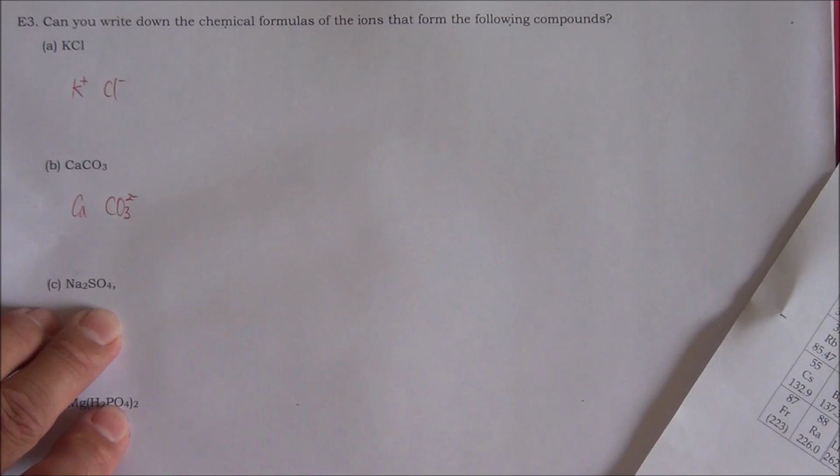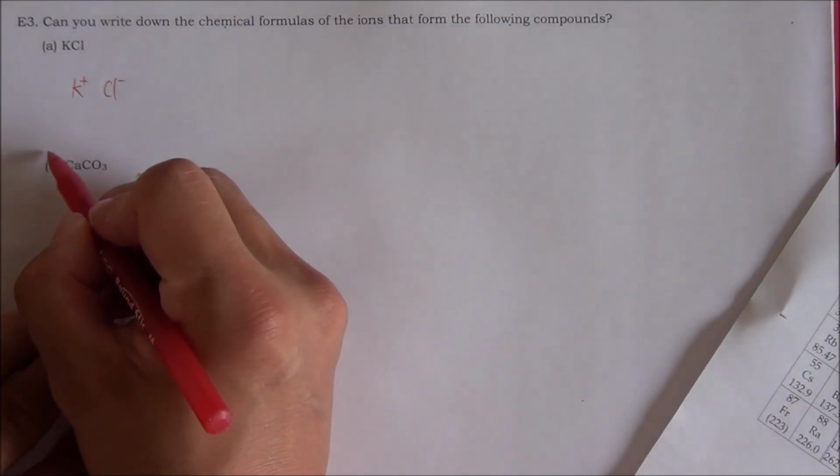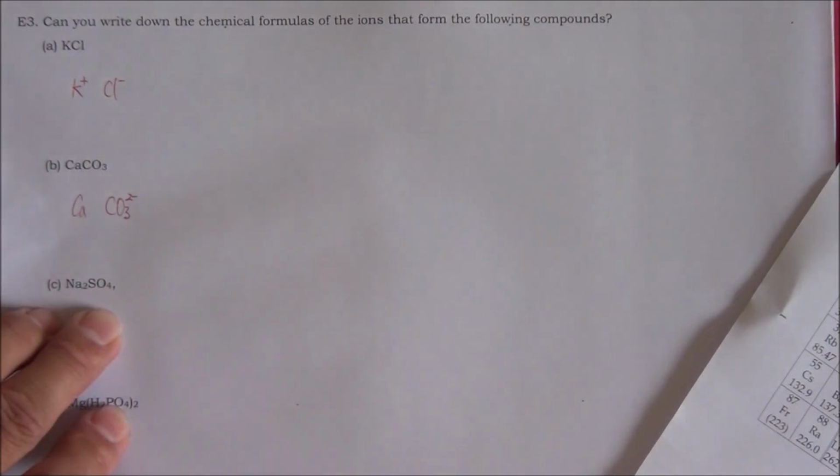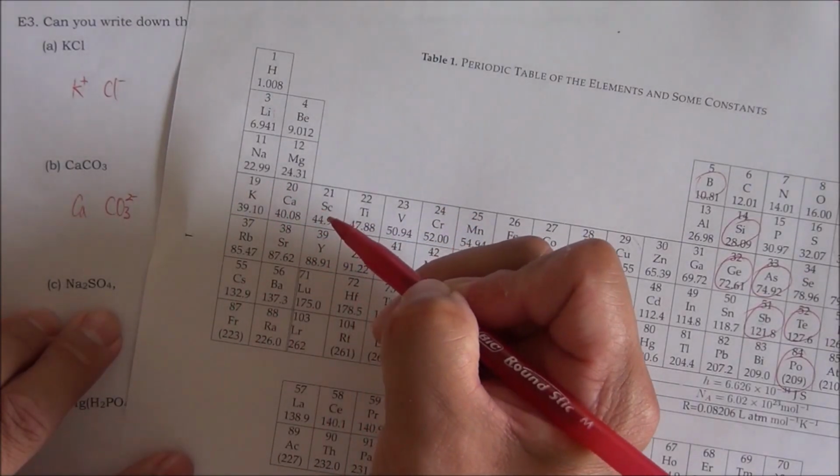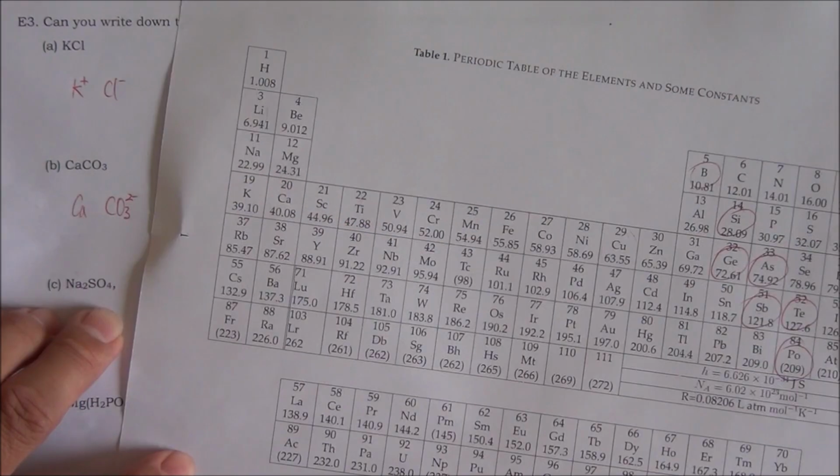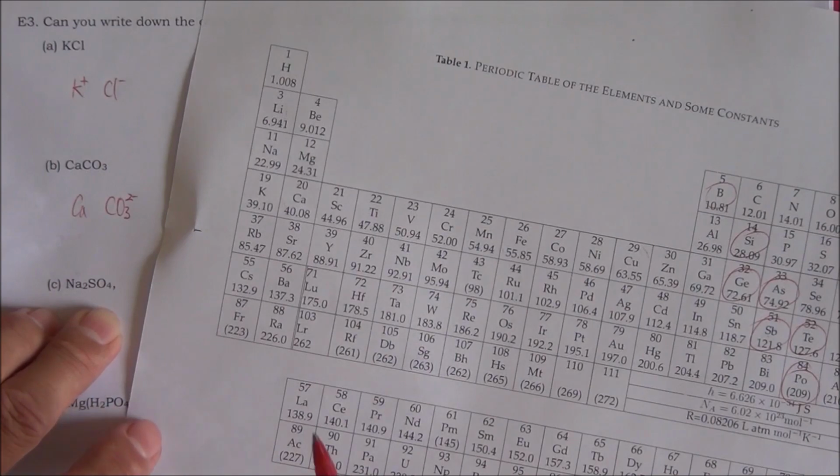Next, we need to find the charge of Ca in CaCO3. There are two methods. The first method is to use a periodic table. Ca is an alkaline earth metal. For the most stable ions of alkaline earth metals, the charge is always +2.